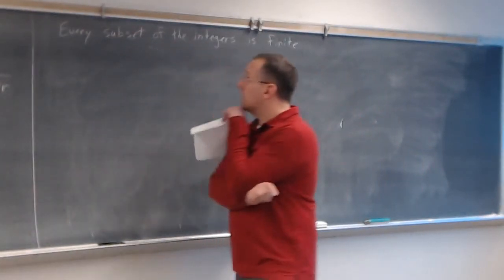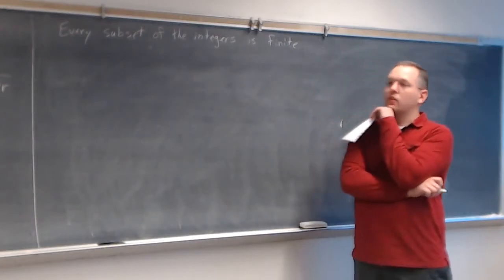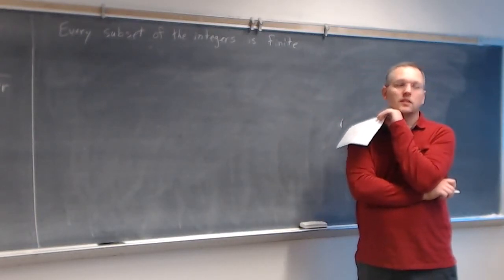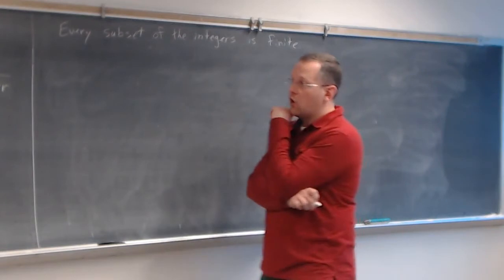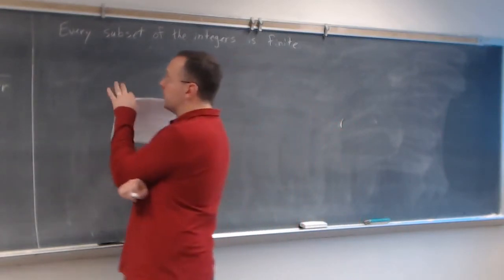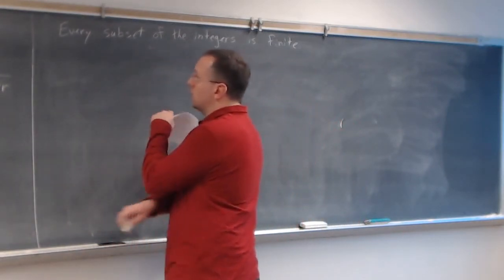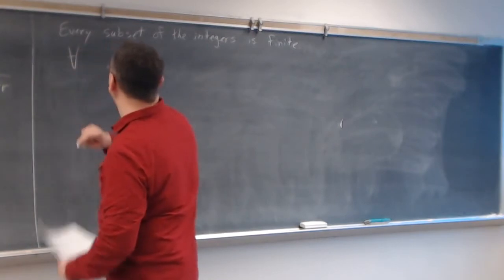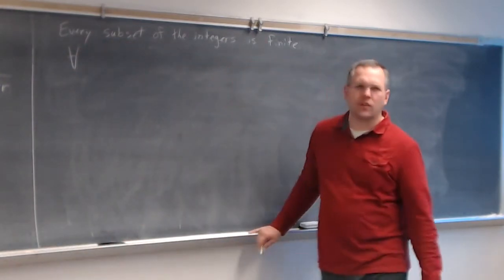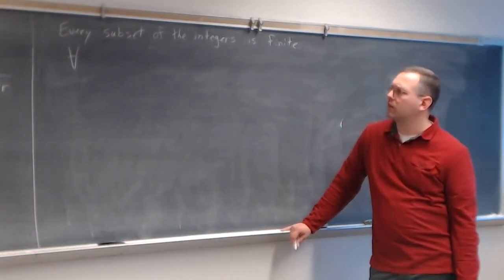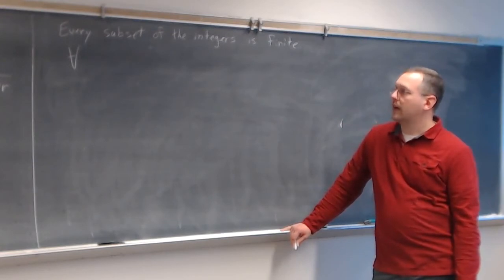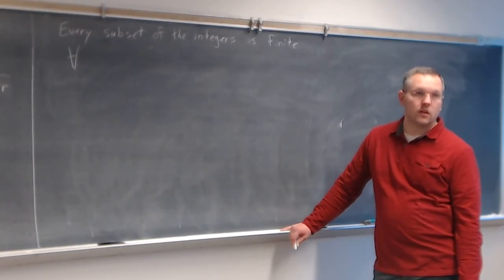Let's see. What is this, a backwards E or an upside down A? Upside down A. Every, all, for all. Those are your universal quantifiers. Alright, so what are the objects we're making a statement about? Subsets of the integers.